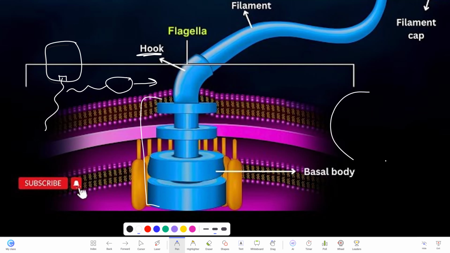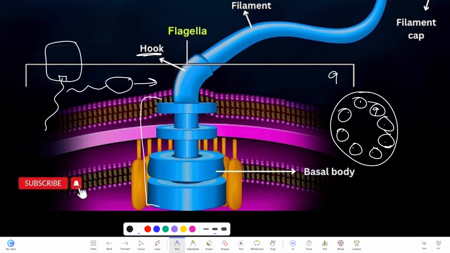If you cut it open, inside you will find 9 microtubules. How many? Nine. 1, 2, 3, 4, 5, 6, 7, 8, 9. Okay, 9 microtubules. Microtubule is made up of a protein, tubulin. Don't go into too much detail, just for understanding. So, tubes inside, pipes inside, what's the name of the pipe? Microtubule. How many of them? Nine.